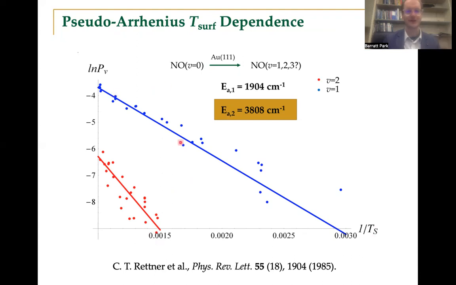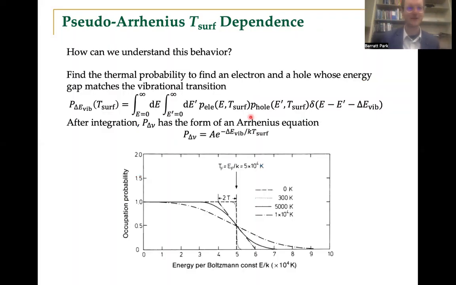If you look at the slope of the plot, for V=1, you get an effective activation energy of about 2000 reciprocal centimeters. For V=2, you get an activation energy that's about 2 times as high. And in fact, the activation energy that's derived from experiment is very close to the vibrational level spacing between V=0 and V=1, and between V=0 and V=2. Okay, so why do you get this pseudo-Arrhenius behavior?